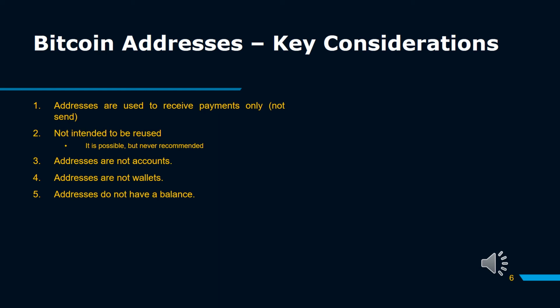2. Not intended to be reused. It is possible, but never recommended. You can't return to sender. One curious aspect of Bitcoin is that it doesn't actually track from where transactions are sent. Unlike a typical letter, which includes a return address, Bitcoin transactions do not.